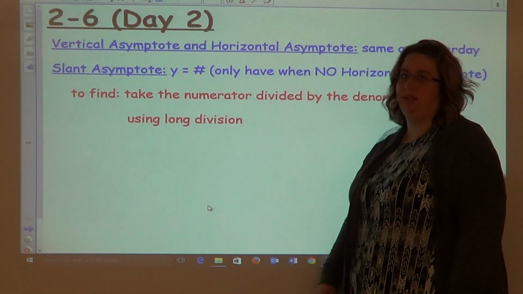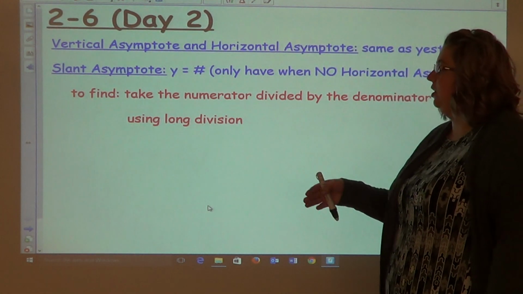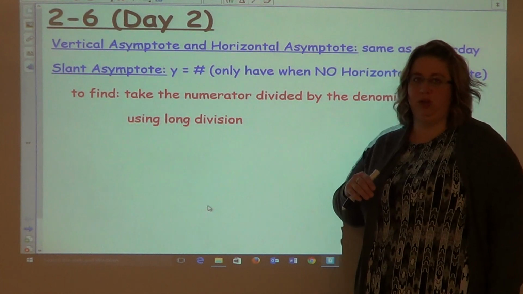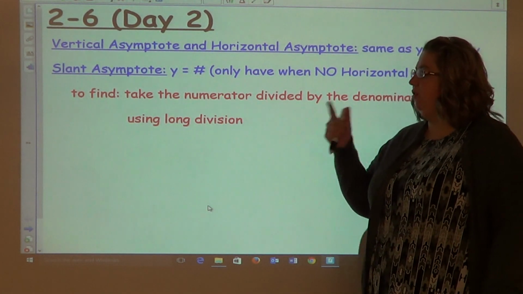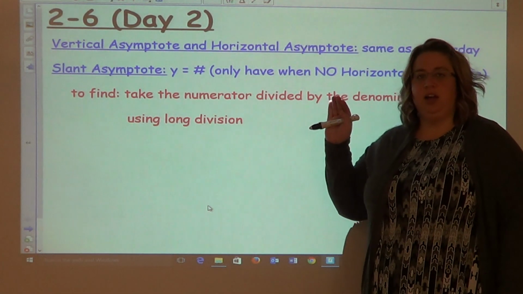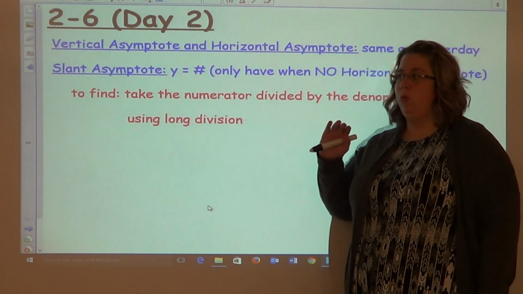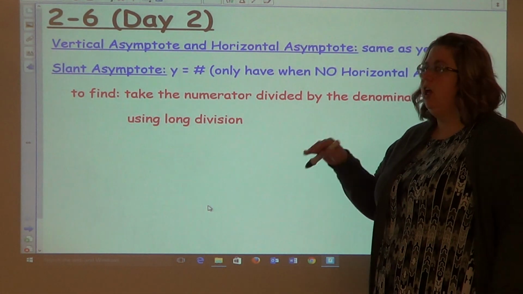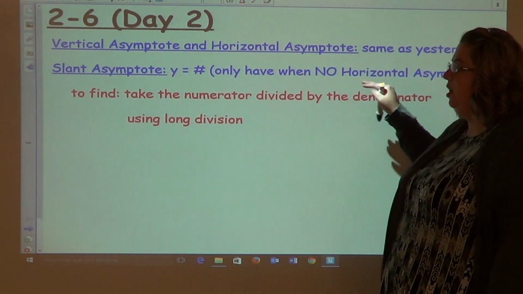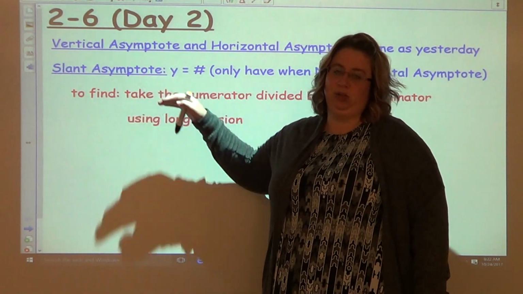Okay, for the second part of this lesson, we're going to talk about what you do when there's no horizontal asymptote. So domain, vertical asymptotes, horizontal asymptotes, everything from the first session that we learned is still the same, okay? We're going to talk about when there's no horizontal asymptote. That means you're going to have a slant asymptote.